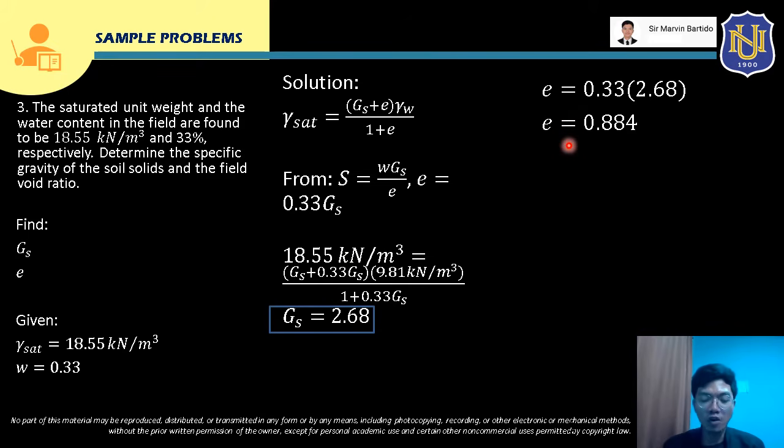Okay, so class, for void ratio, also for uniformity, we will give 3 significant figures when we compute, to make our computations precise. And so, this is already the void ratio, class. So, box it. Okay.